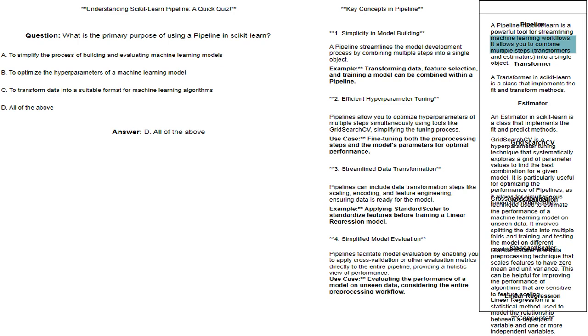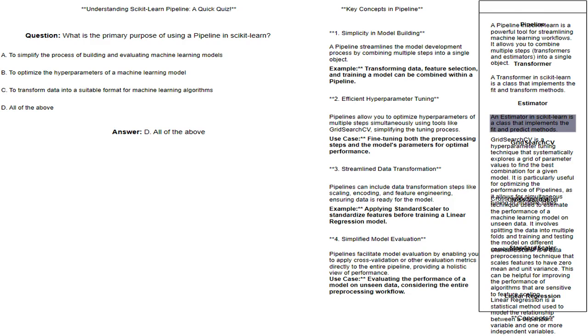Transformer. A transformer in sklearn is a class that implements the fit and transform methods. Estimator. An estimator in sklearn is a class that implements the fit and predict methods.